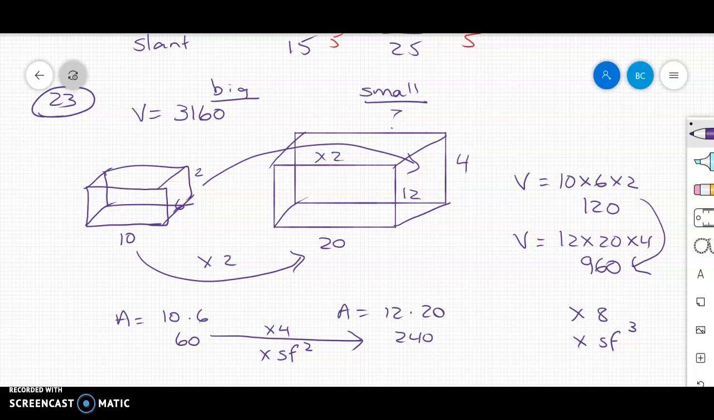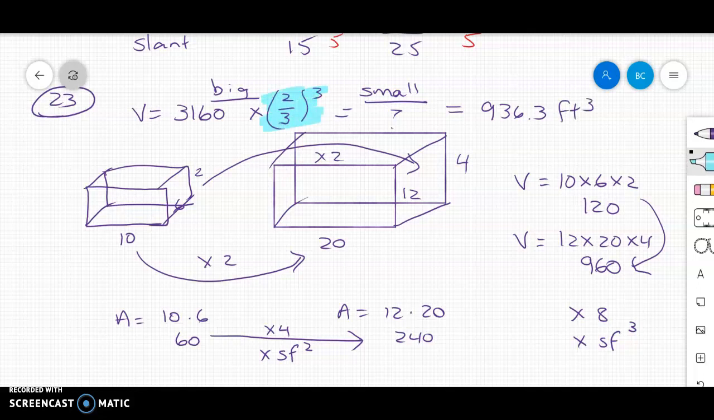If my big volume is 3,160, then my small volume is going to have to be divided by the scale factor cubed, because volume is a cubic measurement. So if I look at those two shapes in problem number 23, I see that my scale factor is 2/3, but my volume is going to be times 2/3 cubed. So that's going to give me my volume of my smaller figure, which is 936.3 feet cubed.